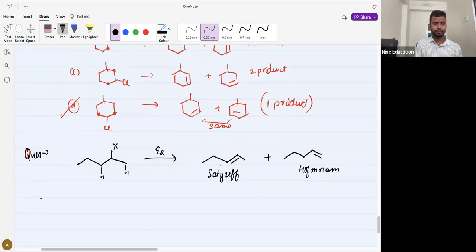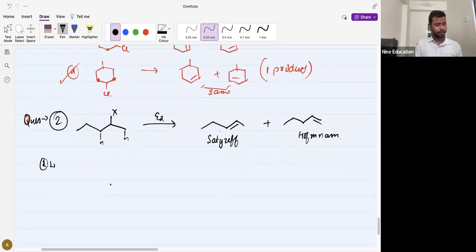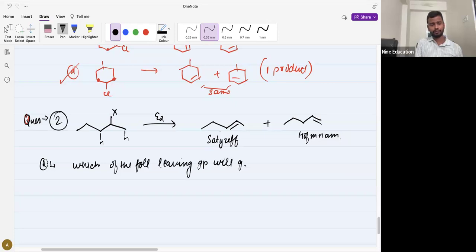So I am giving you the first question in this. This is the second question, the first part of the second. Which of the following leaving groups will give the maximum Saytzeff product? Which of the following will give you the maximum Saytzeff product?